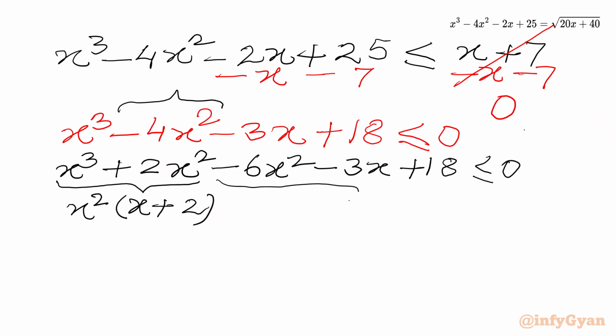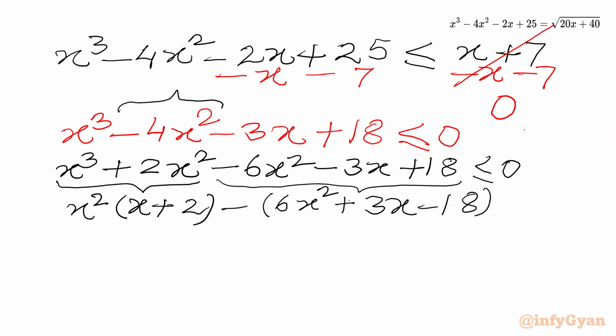Now from these three terms we will take only minus 1 common. So in the bracket there would be 6x square plus 3x minus 18 less than or equal to 0. Now 6 times 18 is 108, and we can write this 3 because 12 times 9 is also 108. So we will subtract 9 from 12 for our middle term 3x.